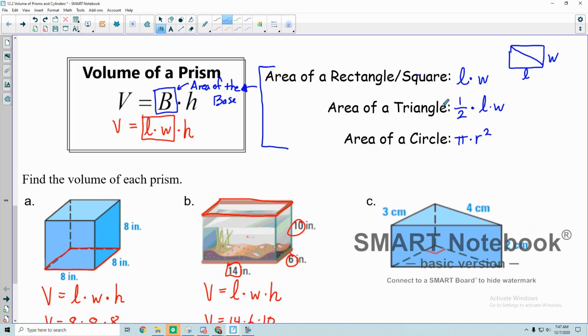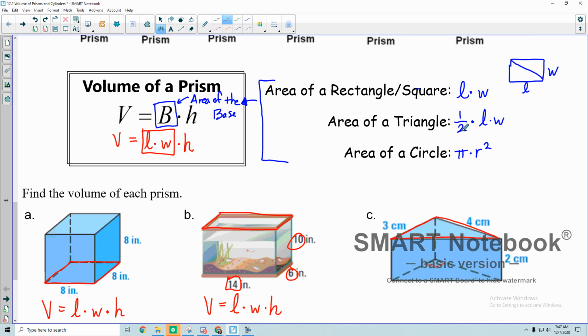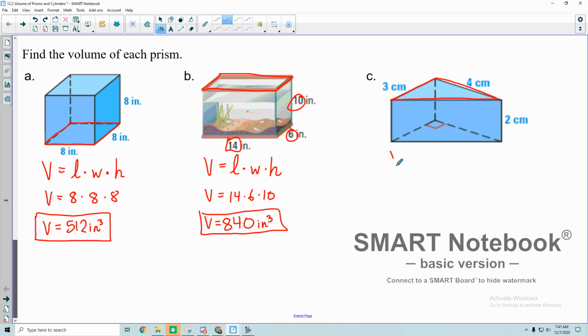So now the formula I'm going to be using, since I have a triangle for my base, let's see, I have this triangle here, is the exact same formula, but now I'll have 1/2 times length times width. So let's go ahead and change this part here in our formula. So now I'm going to replace this base. The area of the base is a triangle, so now I'll replace that with 1/2 times length times width. Okay, so now this is the formula I would be using. So volume is going to be 1/2 times length times width times height.